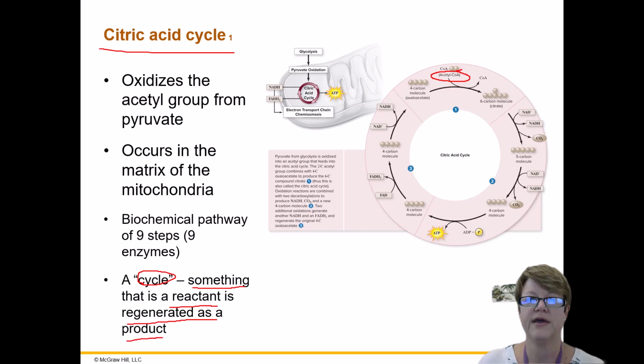The acetyl-CoA comes in from pyruvate oxidation. This is still happening in the mitochondrion. We're in the matrix of the mitochondrion. And so what the citric acid cycle is going to do is oxidize the acetyl. It's a 9-step cycle, so that means there are 9 enzymes in this. And it's a cycle, so you're going to start with something that you also end with. The molecule that you start with and end with is right here. It's called oxaloacetate.